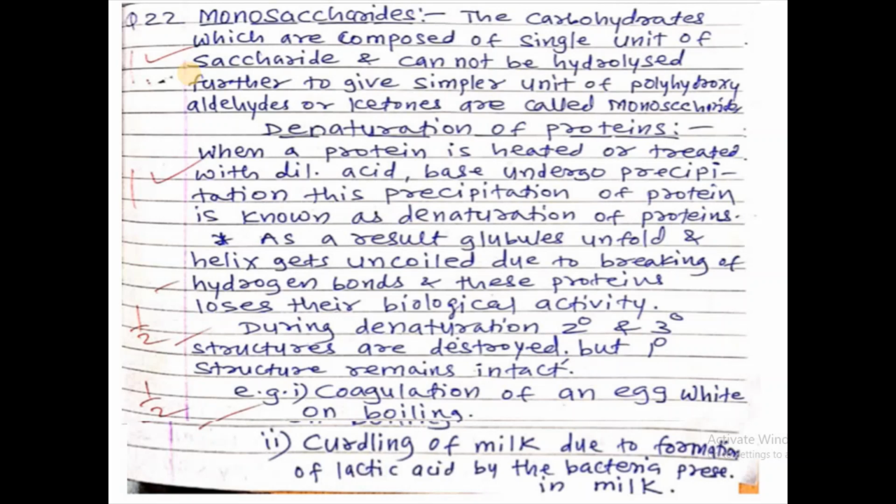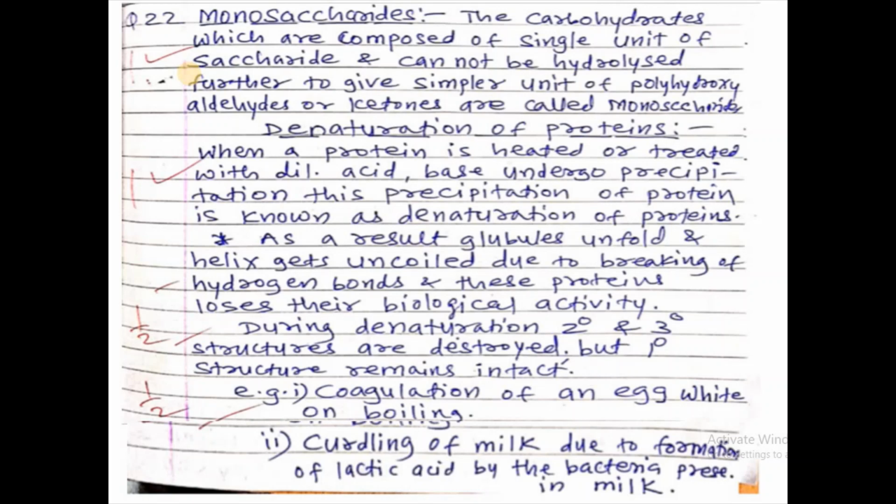When heating, globules unfold and helix gets uncoiled. That means secondary structure is broken. During denaturation, secondary and tertiary structures are destroyed, but primary structure remains intact. This is the information about the denaturation of proteins. It carries 1 mark. And example carries 1 mark.